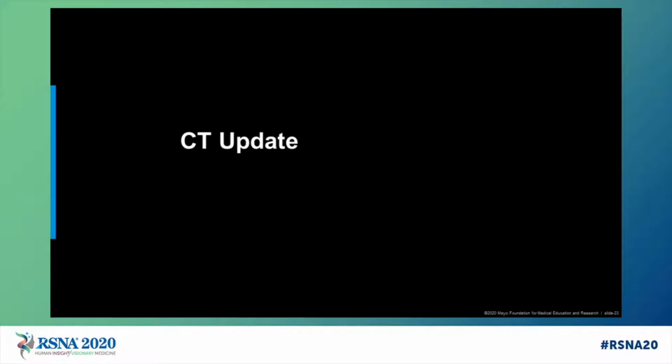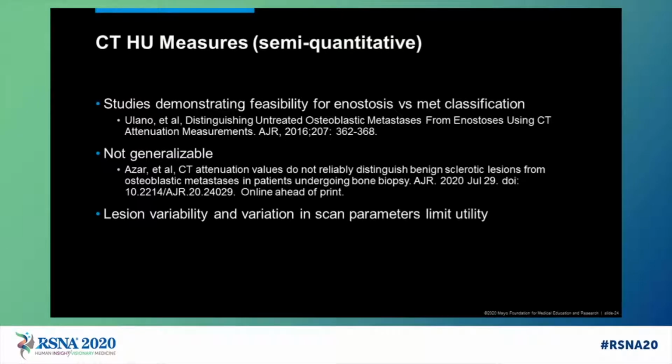Let's do a little CT update. There have been a number of papers discussing using Hounsfield units to distinguish benign bone lesions from metastases, some showing good results, but others not being able to generalize those results to broader populations. This is likely due to lesion variability, as well as variations in scan parameters that limit the utility of this technique, as Hounsfield unit measures depend highly upon the kV applied to the X-ray tube.